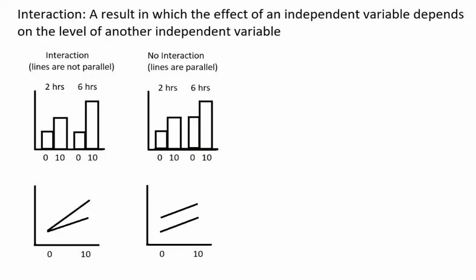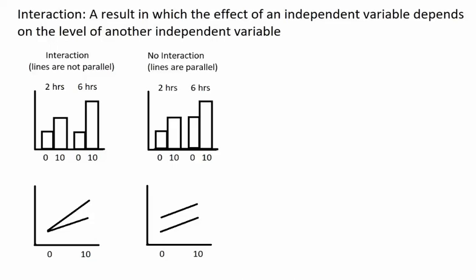And now I'd like to break down this concept of an interaction because it's a little bit of a challenging and complex concept compared to some other concepts we might have learned before. So an interaction, like I said, is a result in which the effect of an independent variable depends on the level of another independent variable. In other words, it's a result in which the effect of an independent variable changes across the levels of another independent variable.